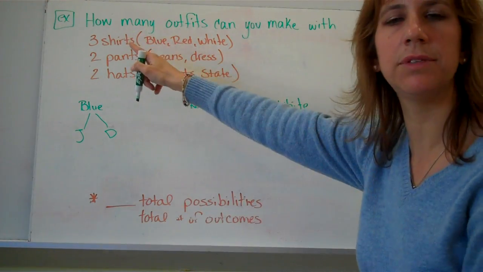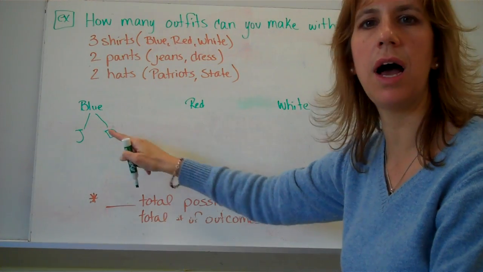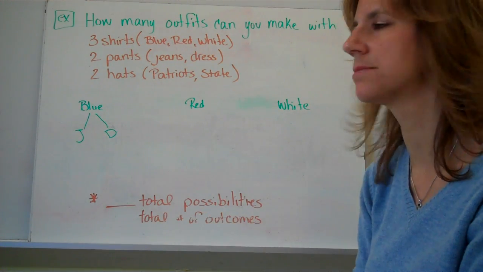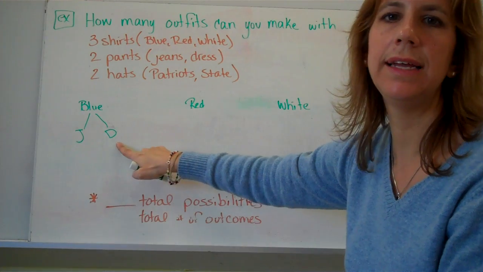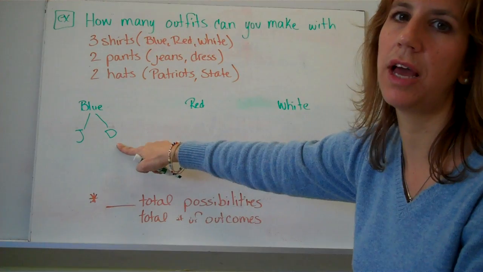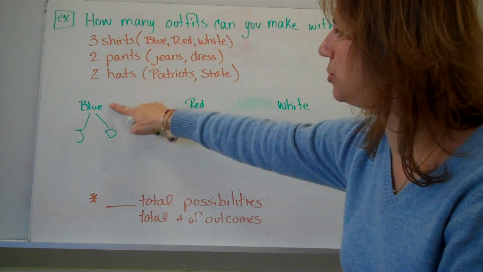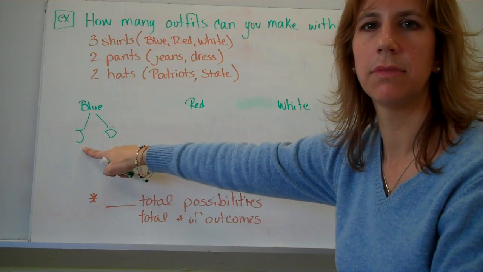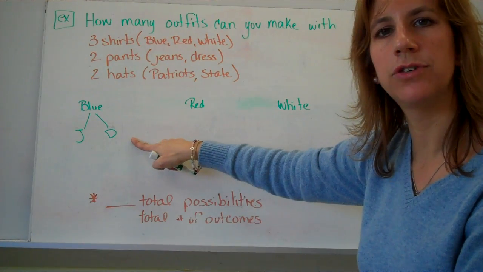Notice there are 2 types of pants, and I'm drawing 2 lines. Each of the lines represents options. And I'm using J for jeans and D for dress pants, just to shorten the writing part of this. If you'd like to do that, you may as well. So we've got the blue shirt matching up with a pair of jeans, and we have the blue shirt matching up with a pair of dress pants.